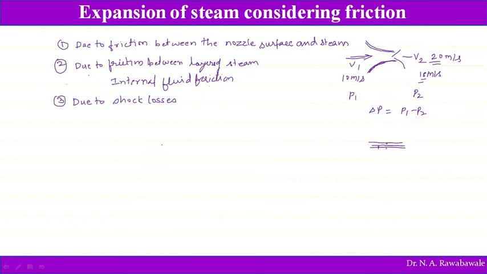Now we'll see the effect of these frictional losses. So here what happens if there is friction between the nozzle surface and steam and internal friction of fluid? What is the effect which results that we are going to see? So the effect of these frictional losses, number 1, expansion is no more isentropic and enthalpy drop is reduced.